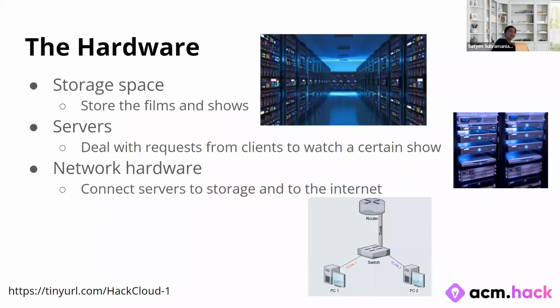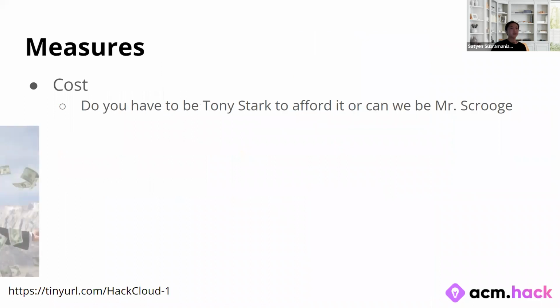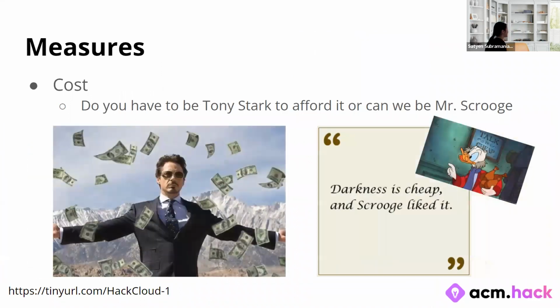So, okay. There are two ways that Carl can get this hardware, and we're going to analyze these two approaches with 5 measures: cost, scalability, reliability, availability, and security. Now, I'm going to break that down for you. Cost, easy. Can we be Tony Stark? Oh, wait, do we have to be Tony Stark, or can we be Mr. Scrooge? Is it cheap? Is it affordable?